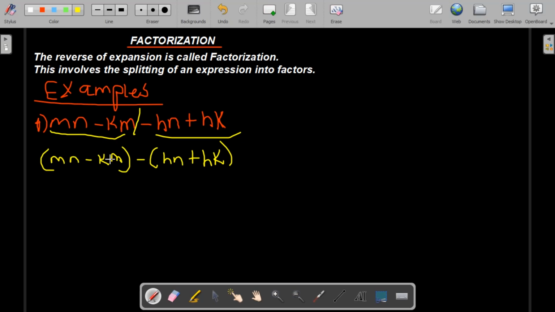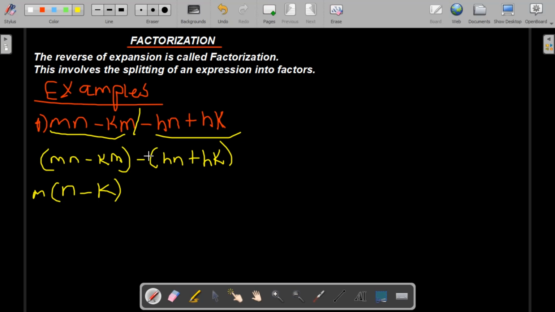So what's the common factor on this side? It's m. So m is common, outside, and then we open brackets: m and m cancels, we remain with n, minus, m and m cancels, we remain with k, so minus k, and then close brackets. So we have factorized this side. If we take it back, m multiplied by n gives us mn, and m multiplied by k gives us km.